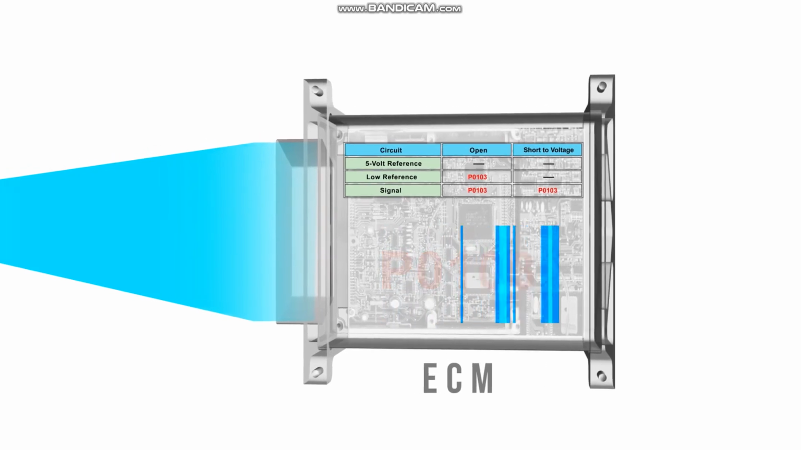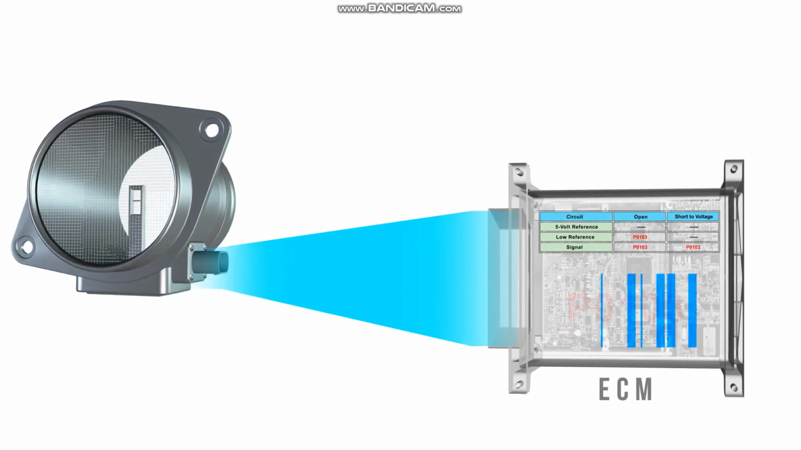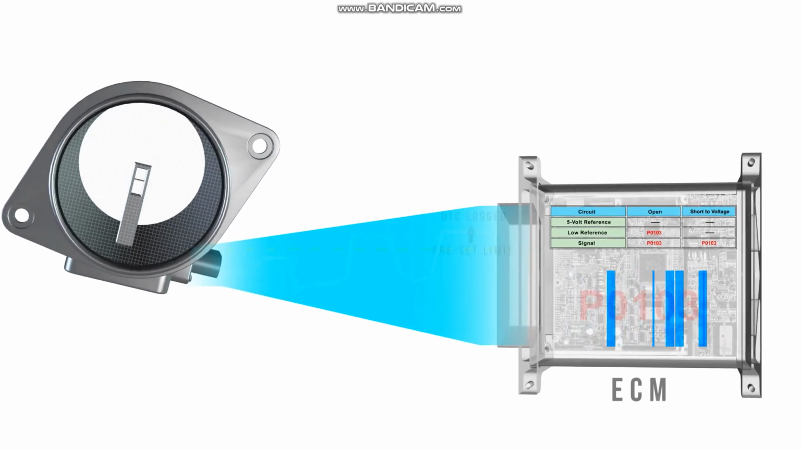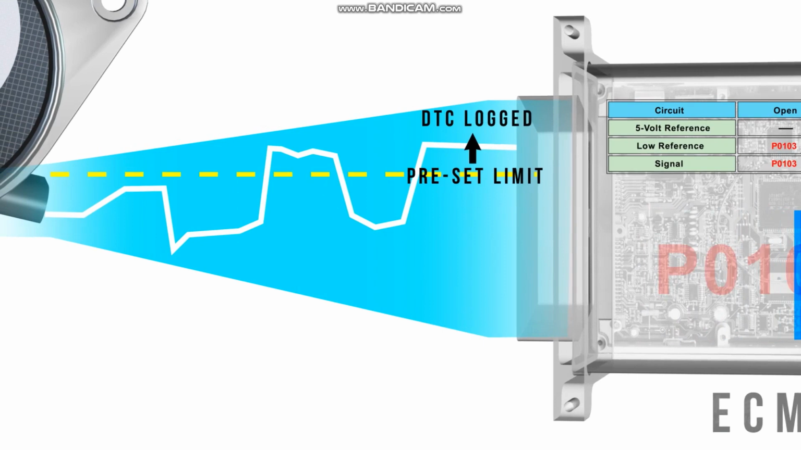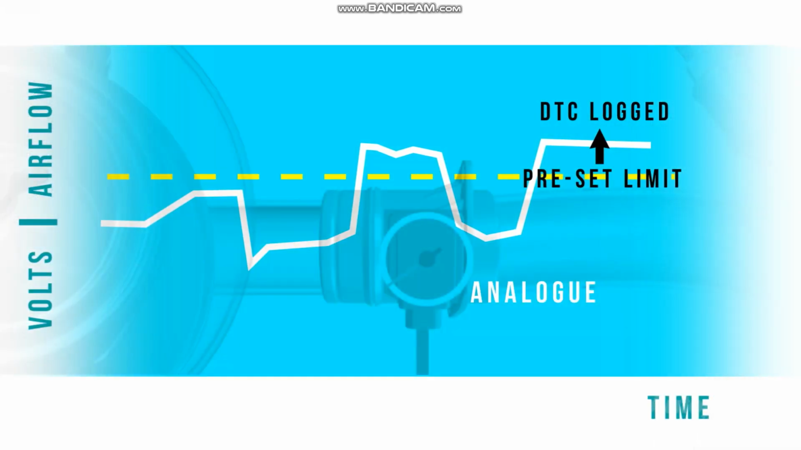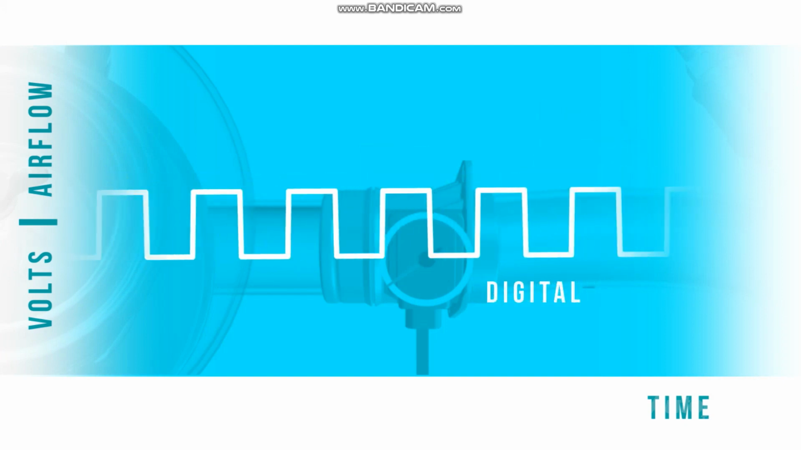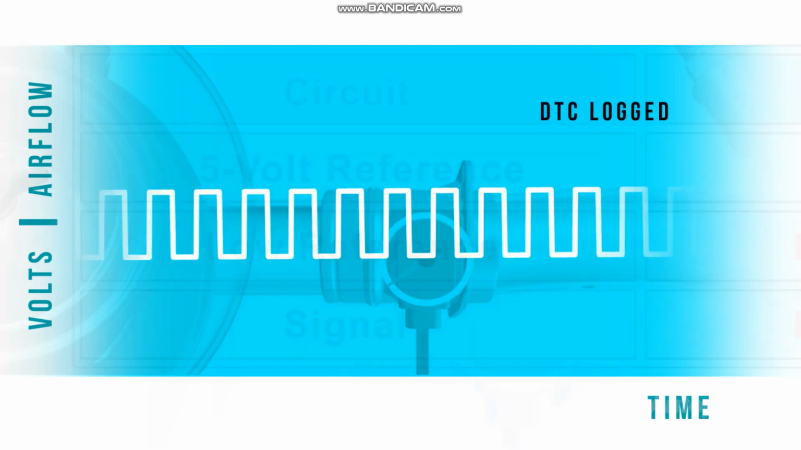A MAF signal high DTC will be logged if the voltage or frequency of the MAF output signal rises above a preset limit for a predetermined time. There are two types of MAF signal output: analog, whereby signal voltage is varied based on airflow, or digital, where a generated square wave signal's frequency will be altered based on airflow.